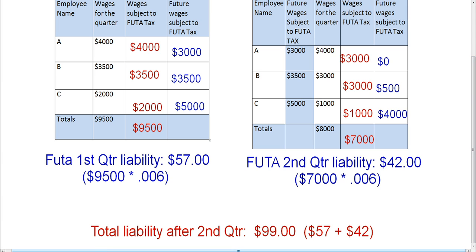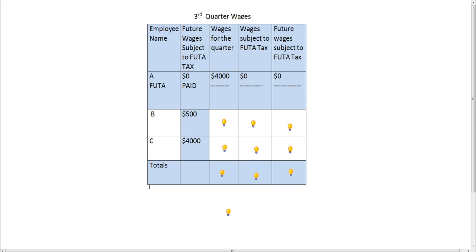So then I would go on to third quarter. Third quarter, employee A is done. I've marked him off my list. He's reached $7,000 in wages. I no longer need to worry about FUTA tax. Employee B, we still had $500 that we would have to pay taxes on. If I paid him $3,500 for the quarter, we only have to pay taxes on $500 because that's all we're responsible for. Employee C, we were responsible for $4,000. I'm going to pay wages of $4,000, so I'm responsible for all $4,000.